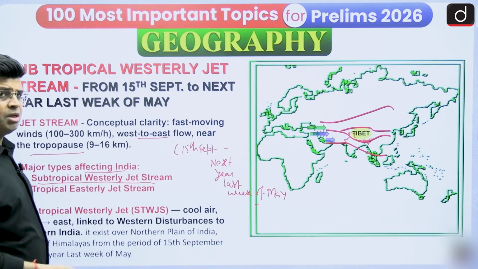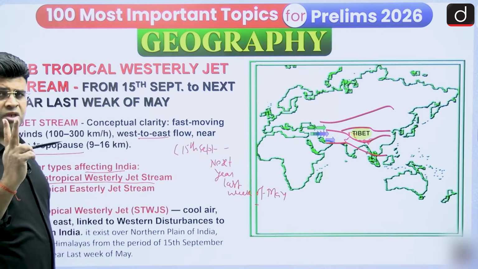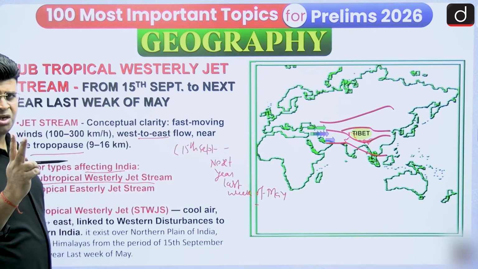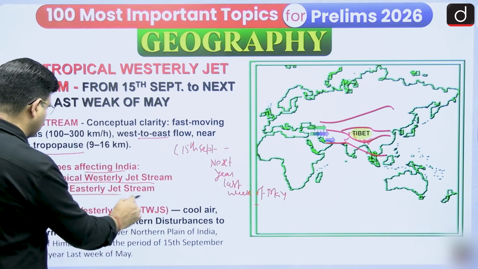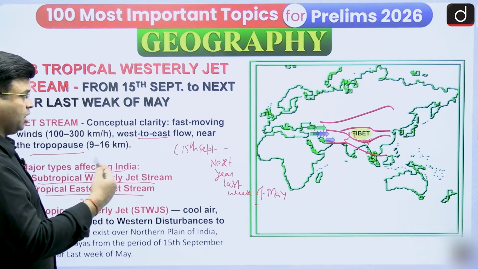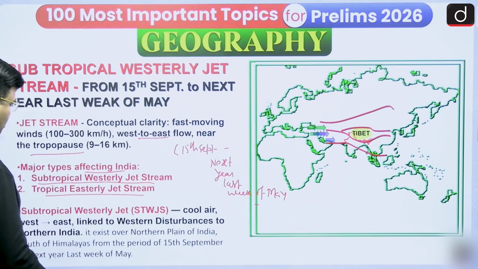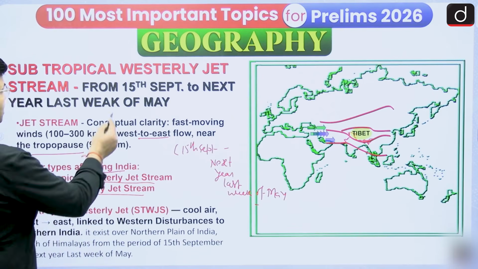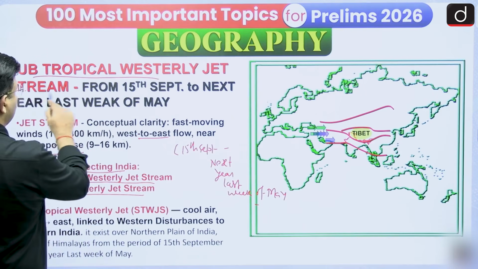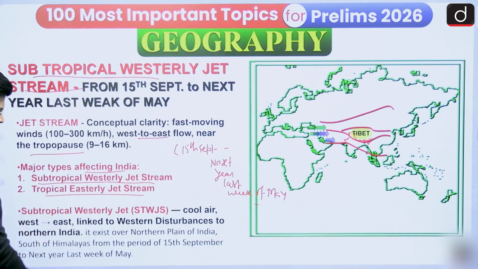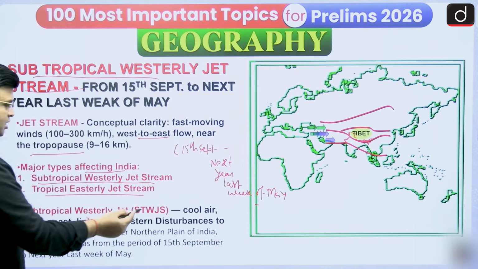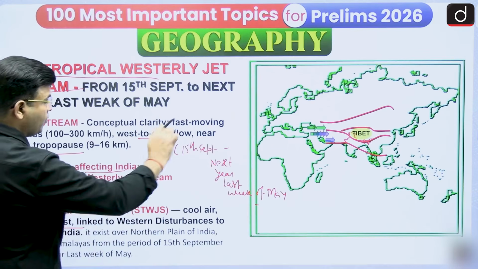The major types affecting India: two jet streams affect India. One is the subtropical westerly jet stream, and the other, as I said, is the tropical easterly jet stream. Here we are giving importance to the subtropical westerly jet stream. As I have already said, it is cool air and it is moving from west to east.